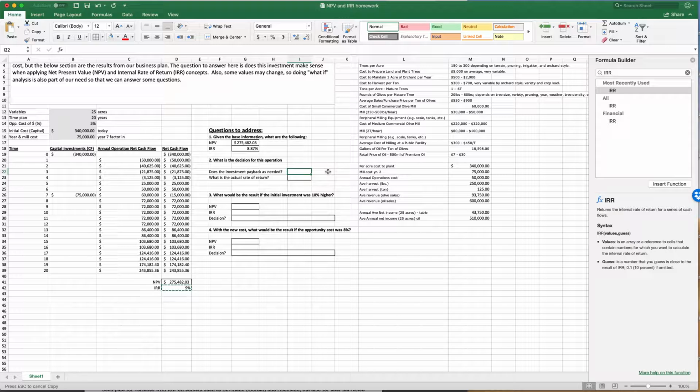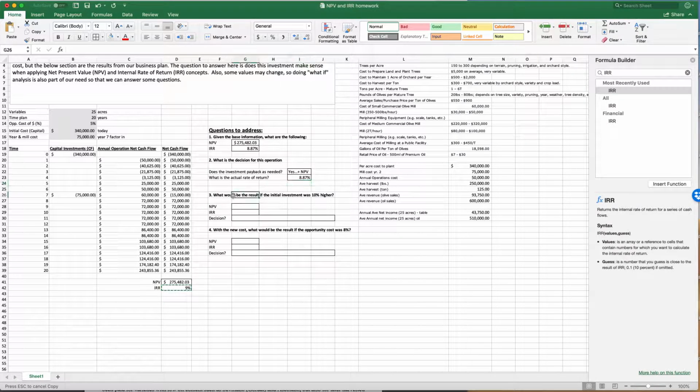So does the investment meet our payback needed? Do we bring the money in? They have yes there because we have a positive net present value, okay? All right, now what's the actual rate of return? Well, we wanted to earn 5%, but it looks like we're earning 8.87%, so I enter that value there. All right, so far that's what we know.